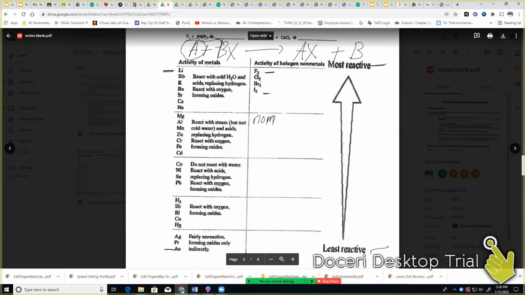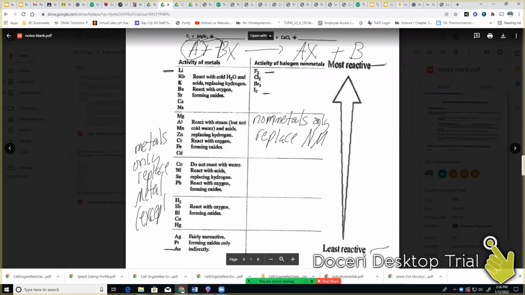Non-metals only replace non-metals, and metals only replace metals, with the exception, of course, because chemistry always likes a good exception, being hydrogen. If you notice, this lists my metals, but down here I have hydrogen. So it acts as a metal in this reaction.